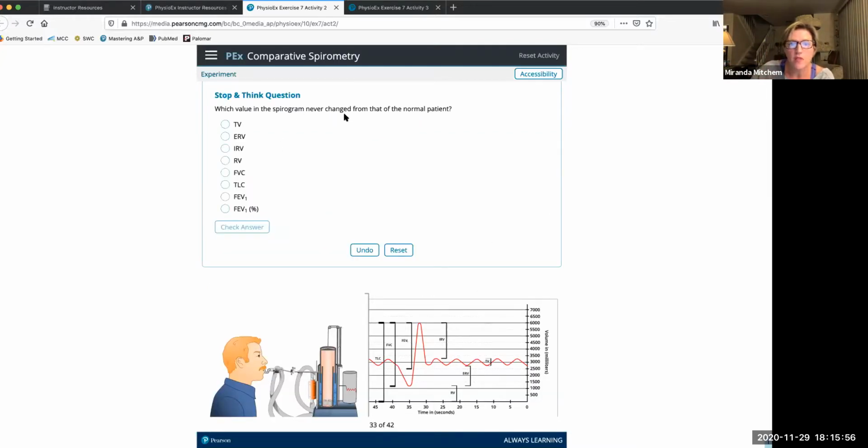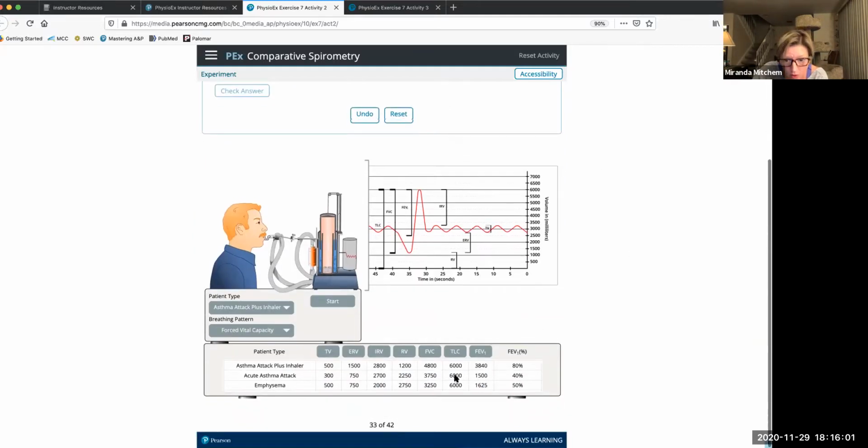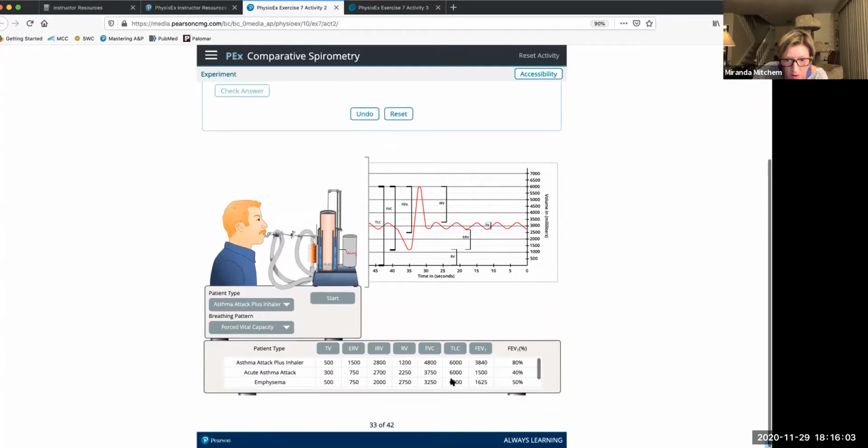So which value in the spirogram never changed from that of the normal? It is the total lung capacity. It's always 6,000, no matter what condition we're looking at.